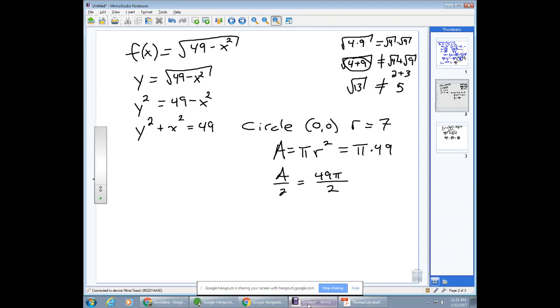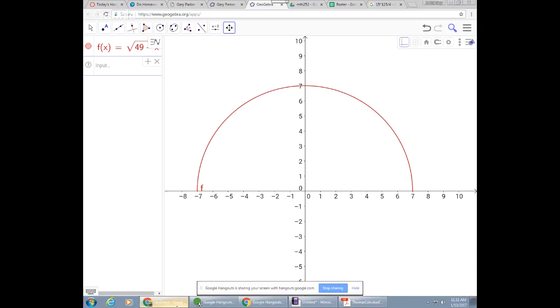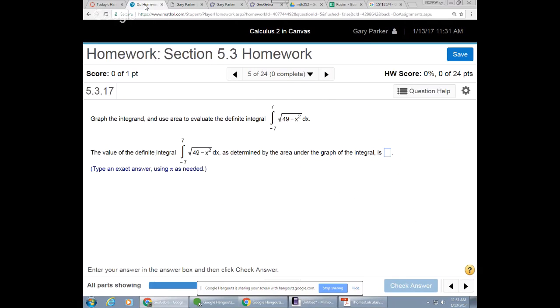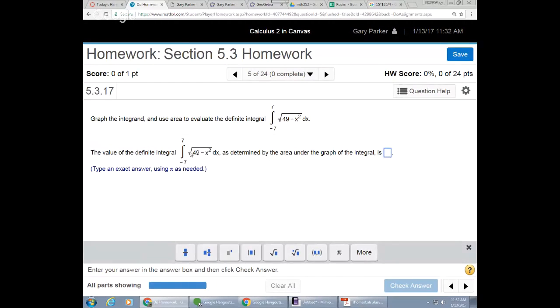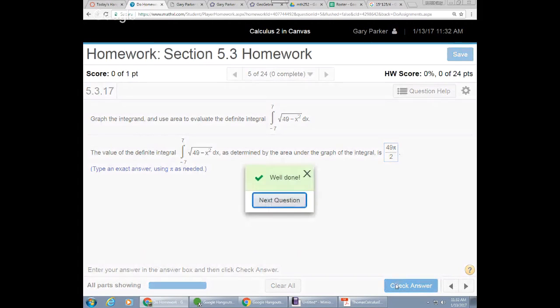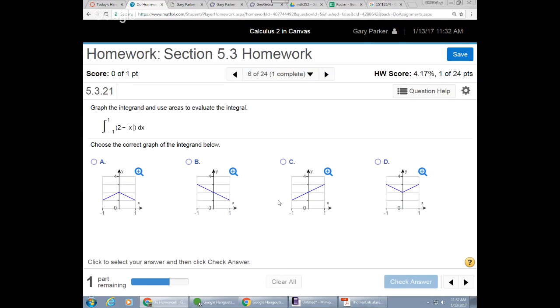And so we're not asked to do Riemann sums here. We're not asked to find an antiderivative. We're just asked, using area formulas we already know, can we come up with this area? And so the answer is yes. Once we recognize that function as the top half of a circle, then we can say it's 49 pi over 2. And so that's all that's required on some of these. Recognize the shape as a trapezoid or a semicircle.